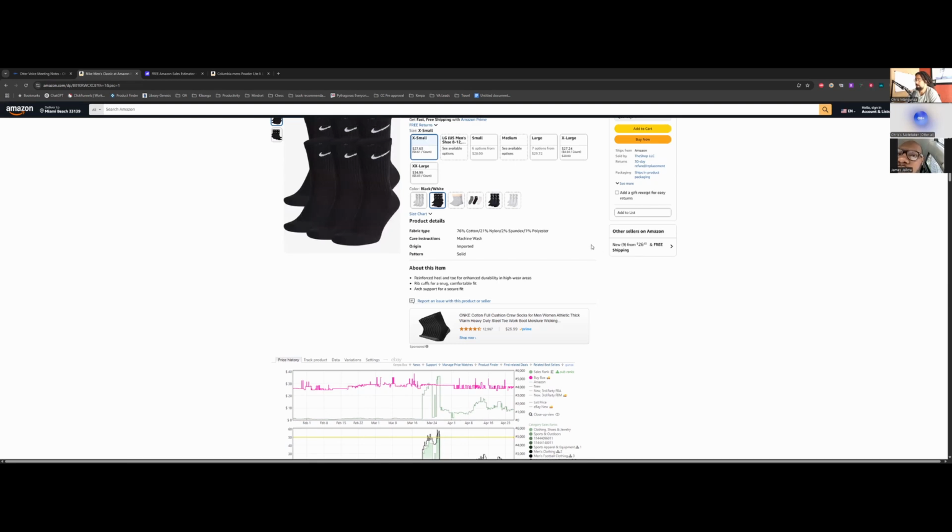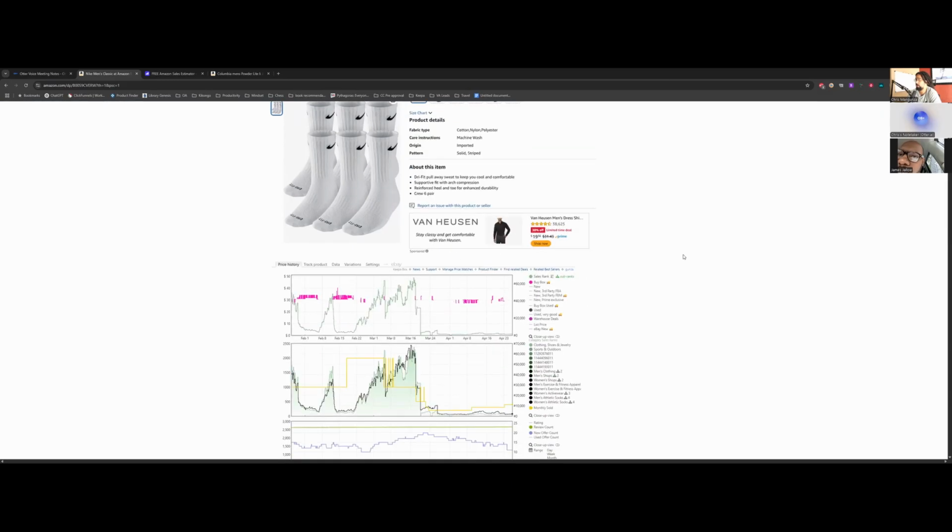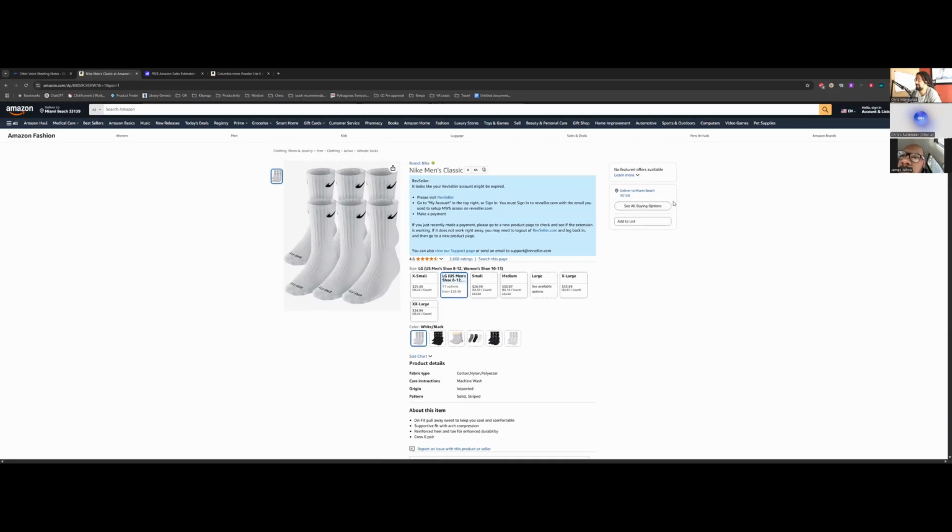However, sometimes you're going to run into some issues, such as on this one right there. On this one, you see that the pink line is not there a lot, and it disappears a lot. There's a reason for that. It's because the buy box is what we call suppressed. If you actually look right there, you see that there's no buy box. There's no featured offers available, because the buy box is suppressed.